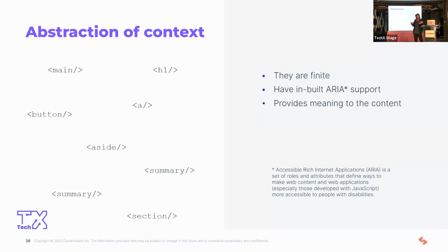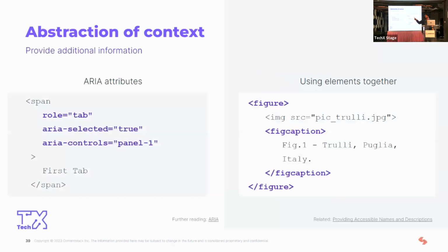Now these semantic elements have their own context built right into them, but what if you want to add some additional context? Can we do it? Yes, again, using aria attributes, number one, or second, using some elements together. Using aria attributes, I can tell that this div, the normal purple box, I can add role button and tell my assistive technology, yeah, it is a button. That's how I can add additional context.